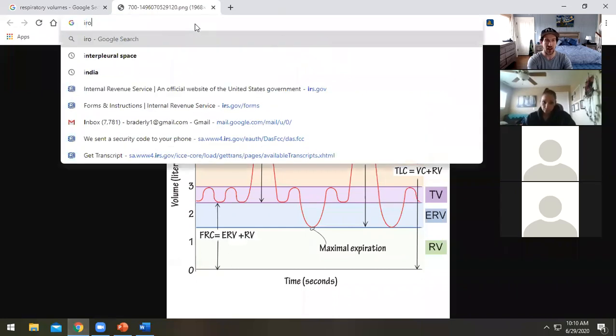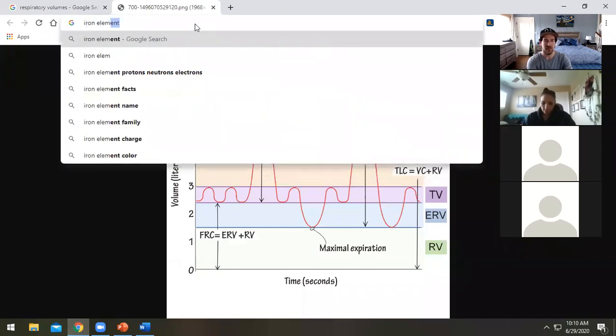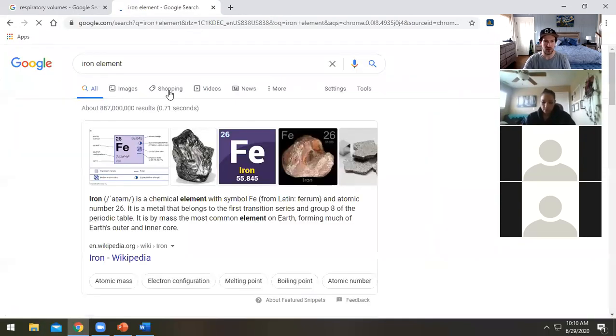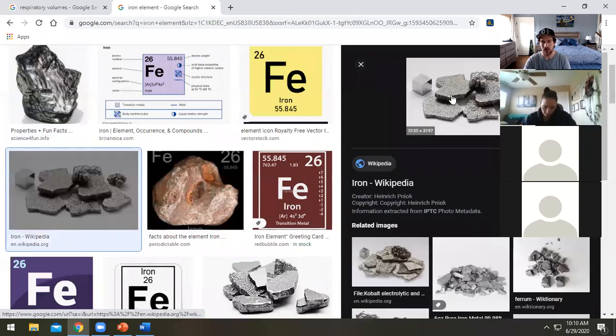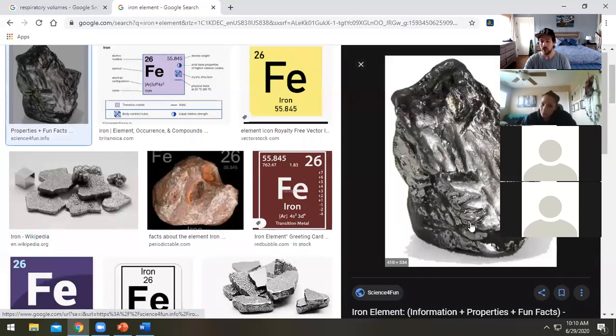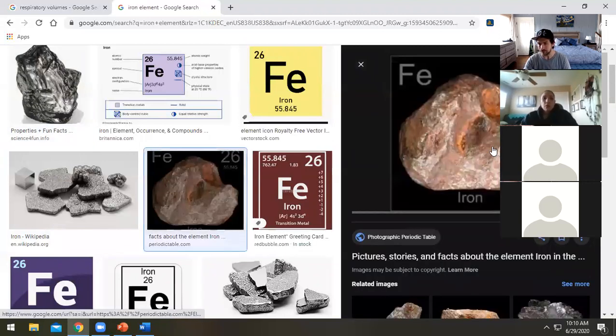So we look at iron as an element, right? This is what it looks like. This is iron in its hard form, right? Now you'll notice it's kind of metallic colored, very silver. But then look at this version right here. This iron is kind of reddish colored, right? And that's because this iron has rusted, okay?